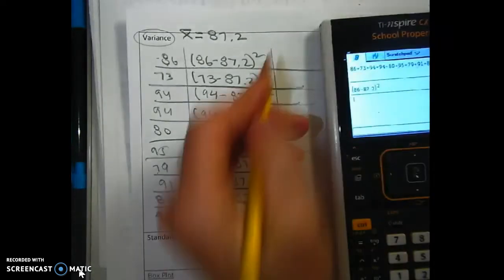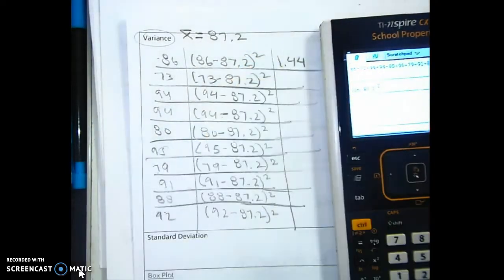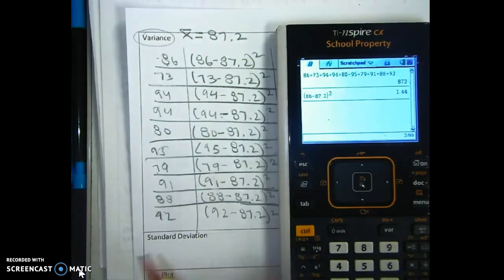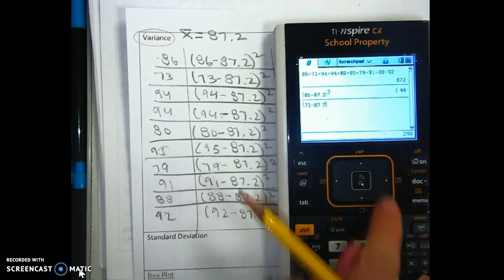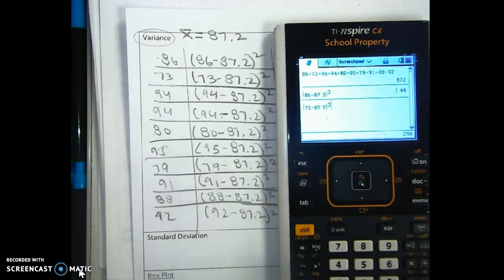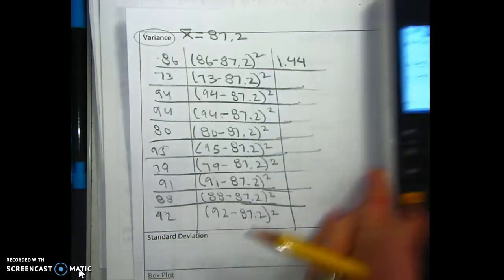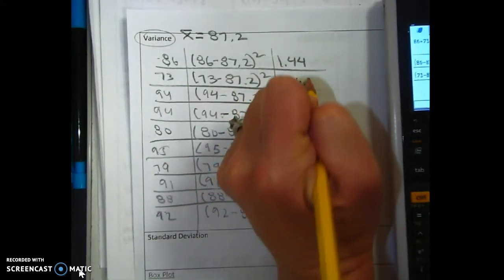Okay, and I get 144. Okay, do the same thing again. Parentheses 73 minus 87.2 squared. And I get 216.09. You need to write the whole number, okay?